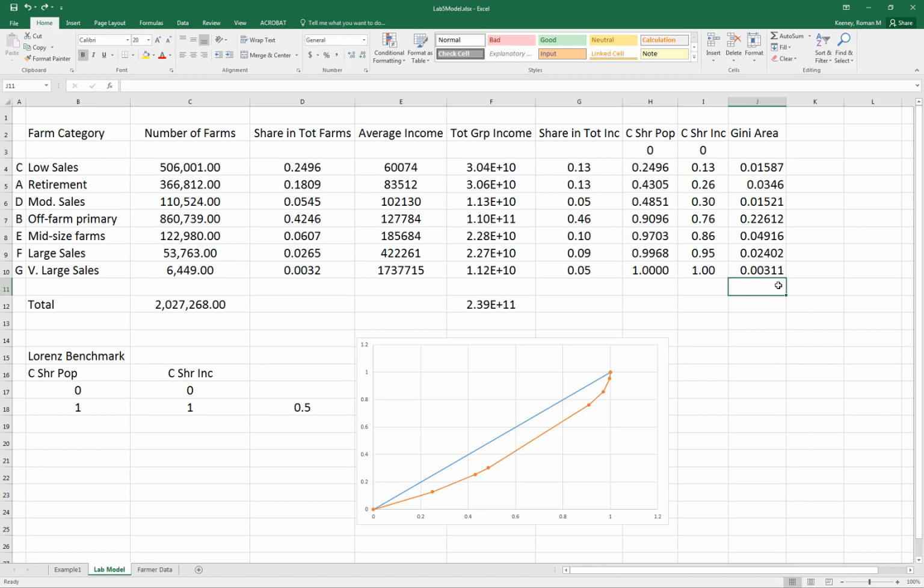Okay, but it's all over but the crying now, so let's just add up the Gini areas that we have right here. 0.36808 sounds about right. And then we need our Gini, so you might call this Gini, and the Gini coefficient is what? It's 1 minus, open parenthesis, the area that we calculated under all of our trapezoids divided by the area under the Lorenz benchmark. Alright, I get 0.26383.